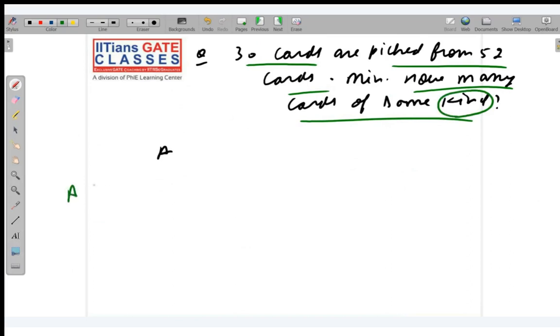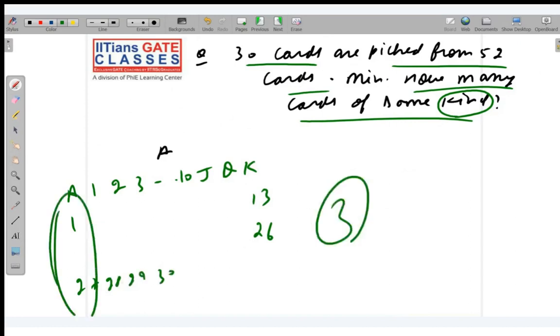So kind means A, 2, 3, up to 10, J, Q and K. Okay, so in total 13 are there. So 1 to 13 are over, and then 26, and then 27, 28, 29, 30. It hardly matters. So only 3 will be of the same kind.